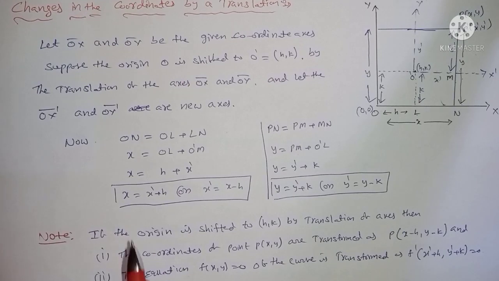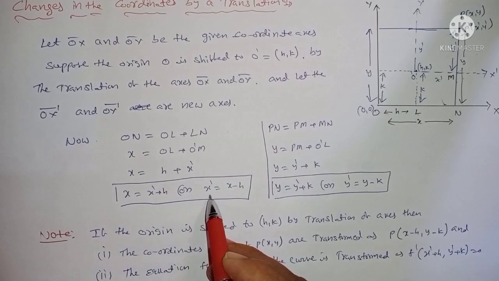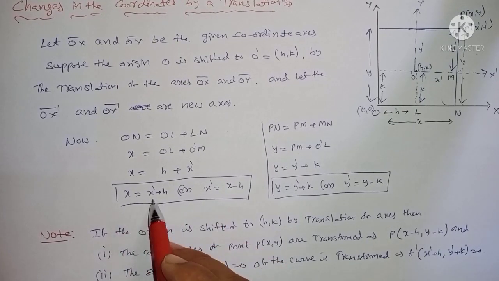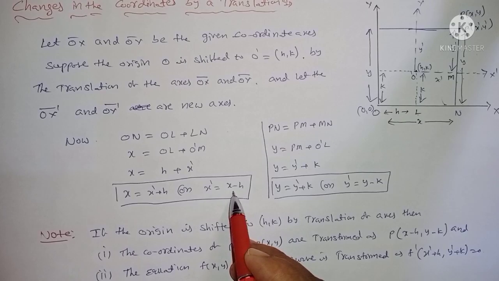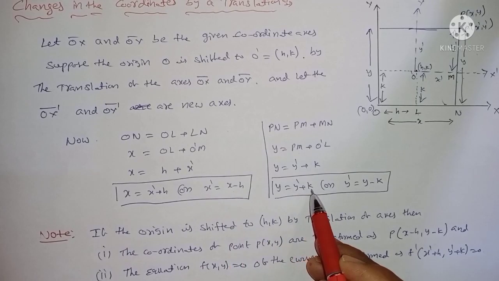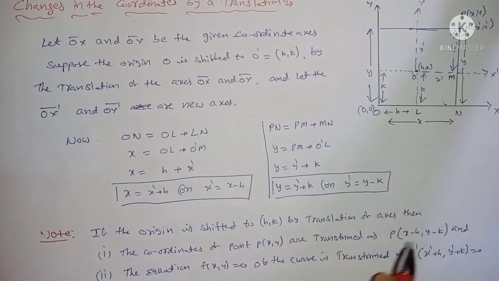So x is equal to x dash plus h, or x dash is equal to x minus h; y is equal to y dash plus k, or y dash is equal to y minus k.